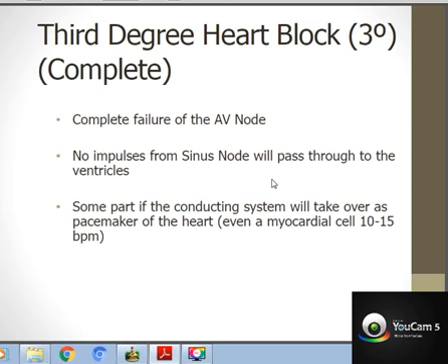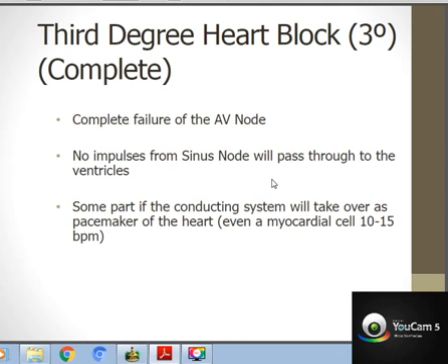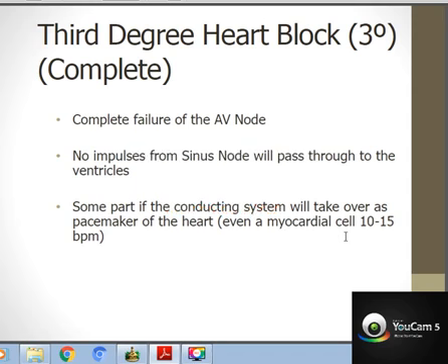The AV node will not pass the impulses to the ventricular bundles. No impulses from the SA node will pass through to the ventricles. So the AV node blocks the SA node's impulses. Some part of the conducting system will take over as pacemaker of the heart. So what happens if the SA node and AV node fail? Every myocardial cell can take its own way to conduct the heart impulses. So this is what is mentioned here. Even a myocardial cell can produce 10 to 15 beats per minute. So the rate will be like that.